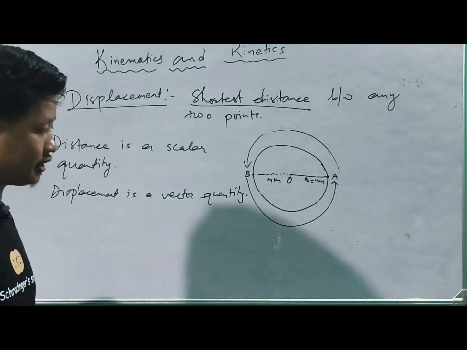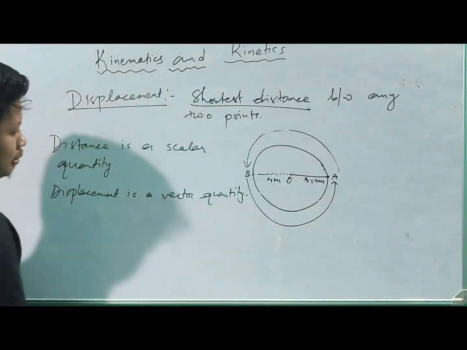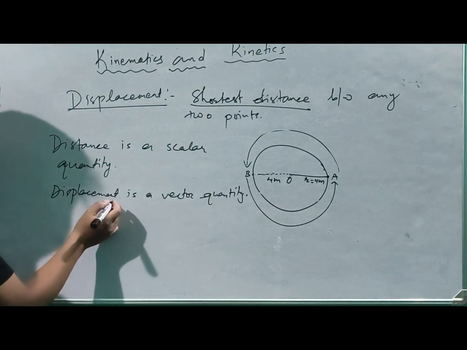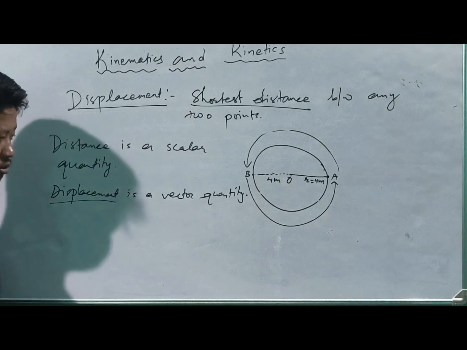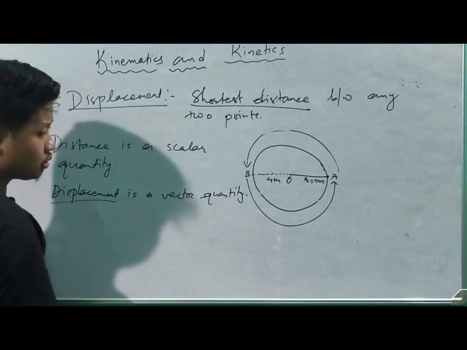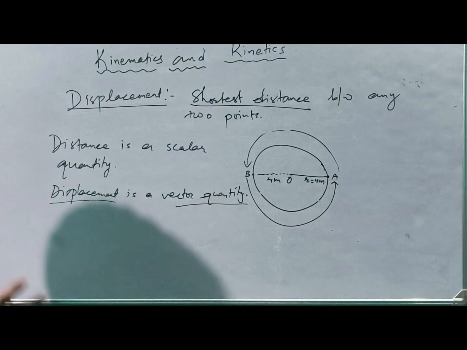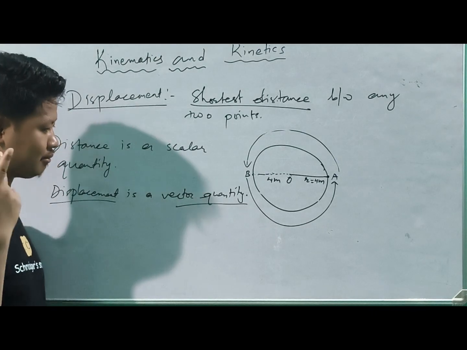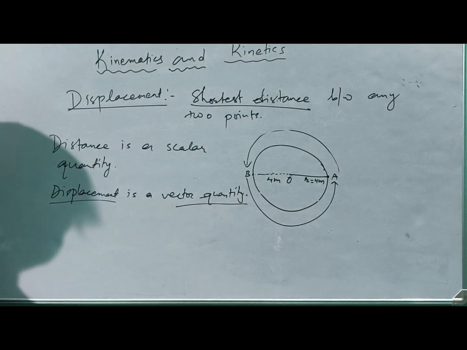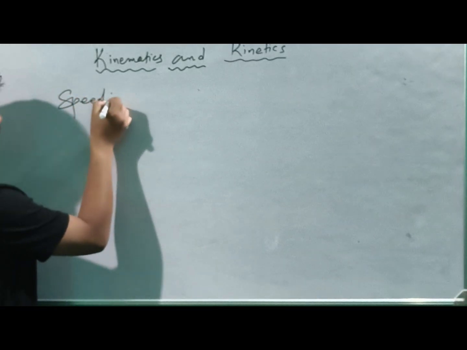Because it matters with the direction also. In case of distance we don't care about the direction, but in displacement we have to care about the direction also. That is why it is a vector quantity. Got it? So if it is a vector quantity, then it must have both things, that means it will have the direction as well as the magnitude. Okay, now the next thing is speed.